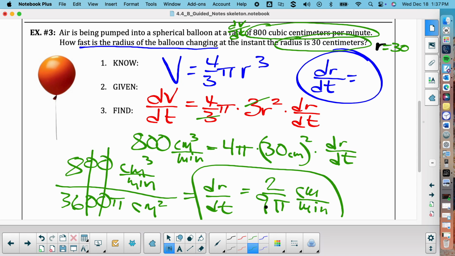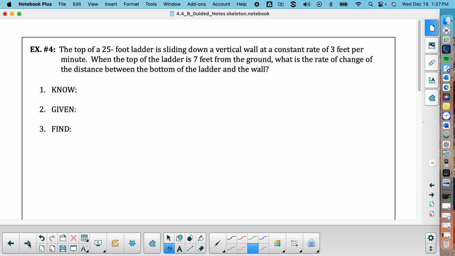Okay, let's do one more. Do you guys think you could try this one on your own? Or would you like me to draw the letters sliding down the vertical? This was the one I was telling you about yesterday, the ladder falling off a wall, but, you know, nobody actually does that. I'll help you draw it, how's that?